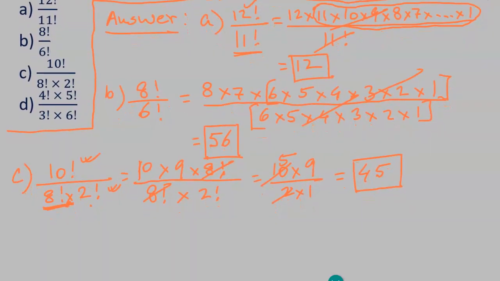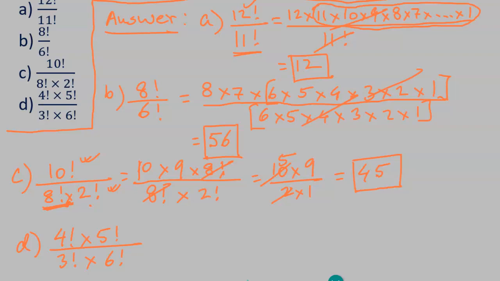Coming to subpart D. 4 factorial times 5 factorial over 3 factorial times 6 factorial. Now we are seeing we are having 2 factorials in the numerator and 2 factorials in the denominator. Okay, so and you may express the larger number in terms of the smaller number. That is the method. Which two numbers we will be selecting, that is totally up to you.